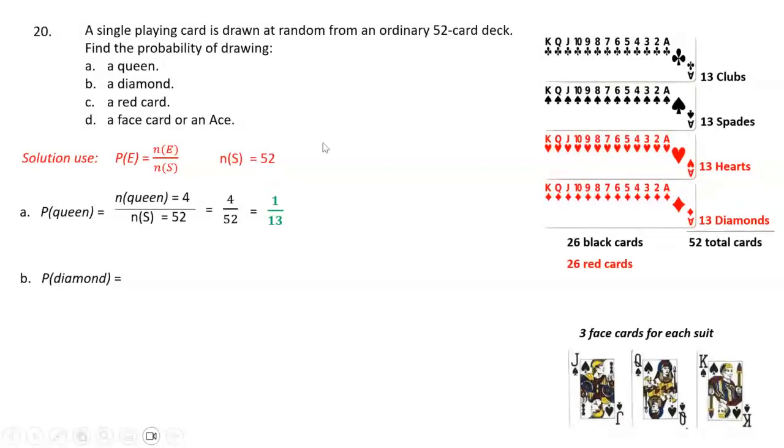For part B, a diamond. There's 13 diamonds, so it'll be 13 over 52. The answer will be 1/4.